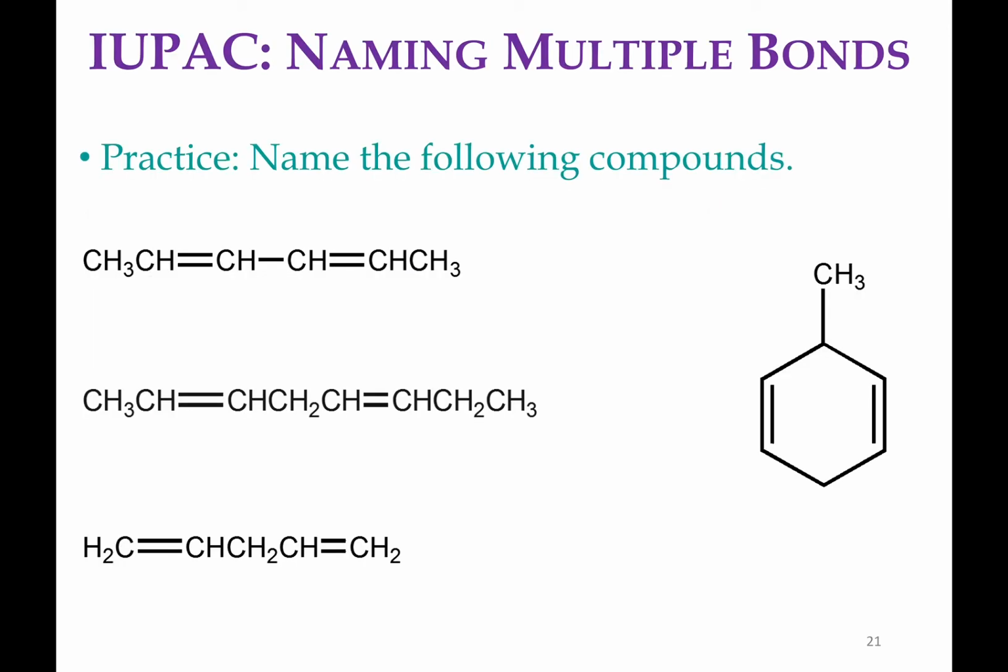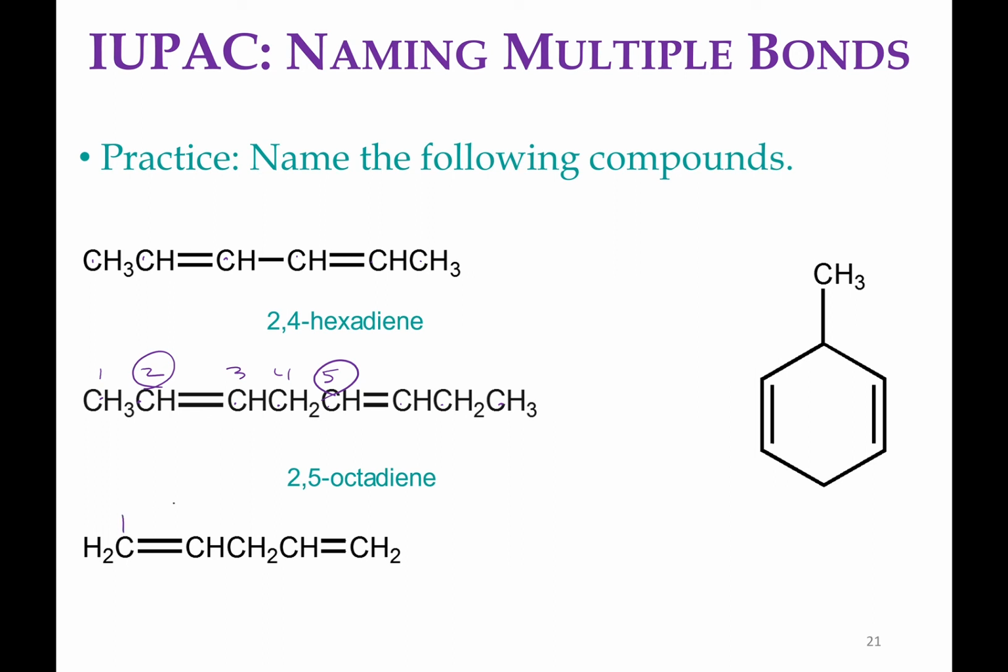I want you to practice naming these, so pause it and practice. Here we have 1, 2, 3, 4, 5, 6 carbons. So we have hexa, diene, and those are going to be at 2 and 4. So 2,4-hexadiene. This is octa, 1, 2, 3, 4, 5, 6, 7, 8. There are 2 double bonds, so it's going to be octadiene. It's just where are they? Well, they're at 2 and 5. So 2,5-octadiene.